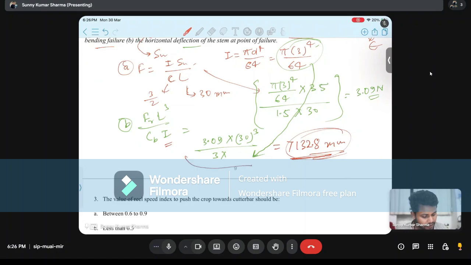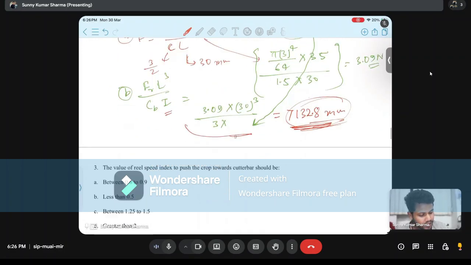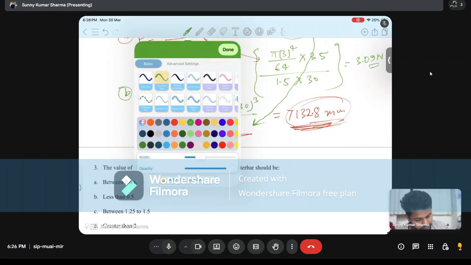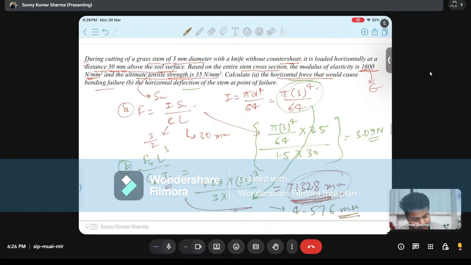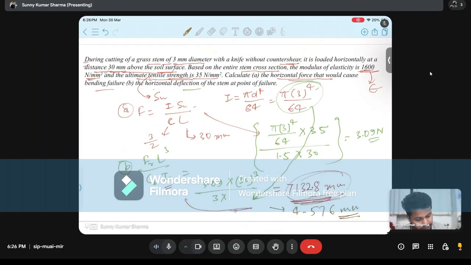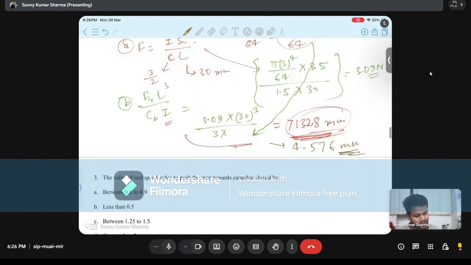Okay, you use this formula. Have you done the calculation correctly? Okay, so it should come around 4 mm. Approximately 4 mm is the answer. So 4.576 mm. So this is the deflection when that force is acting, so the horizontal deflection of the stem at point of failure will be this.